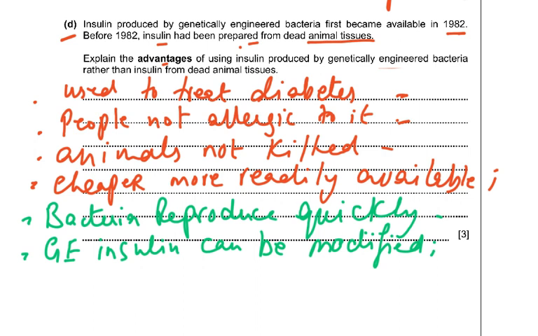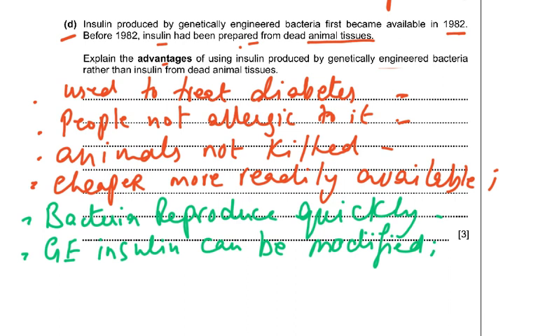So just helping you to learn the wordings that we need to write the answer to this question. Insulin is used to treat people with diabetes. People will not be allergic to the genetically engineered insulin. Animals are not killed. It is cheaper and more readily available. Don't say it is easier. That's a reject, because it's not easy to genetically engineer bacteria. It's a very long and tedious process. So don't say easier. That was a reject.